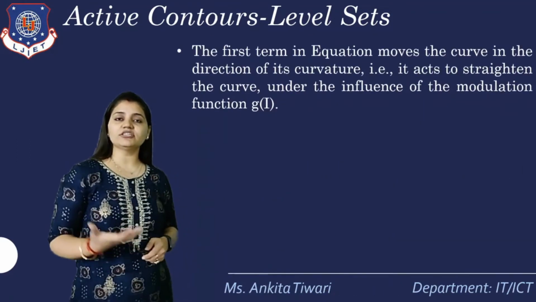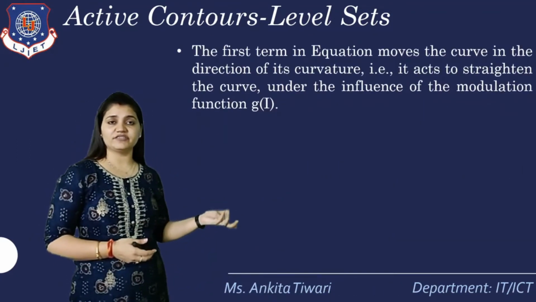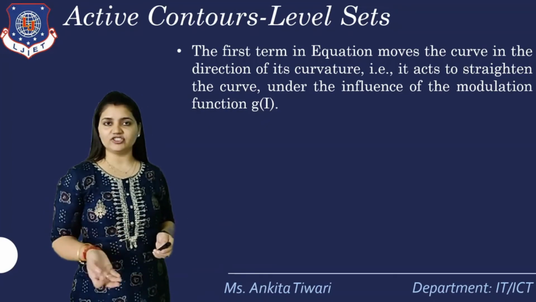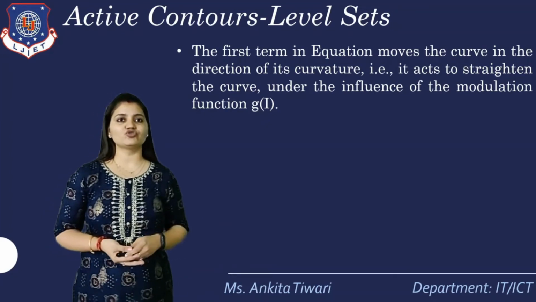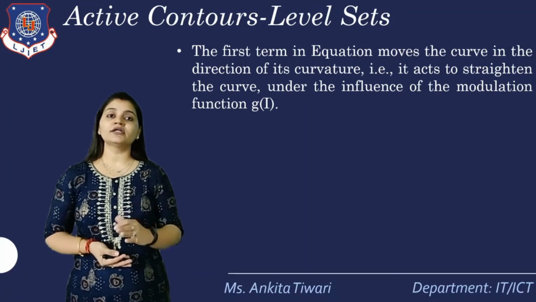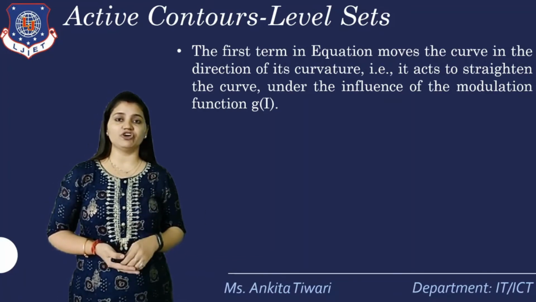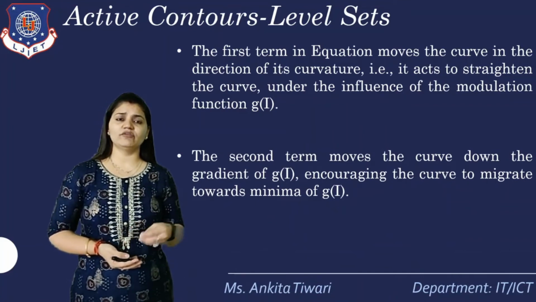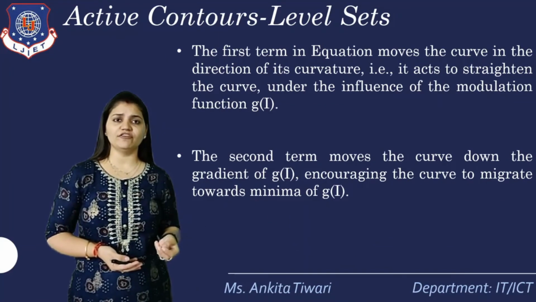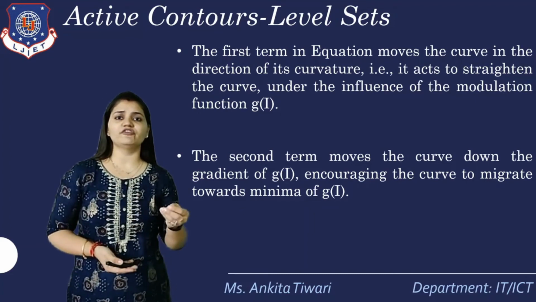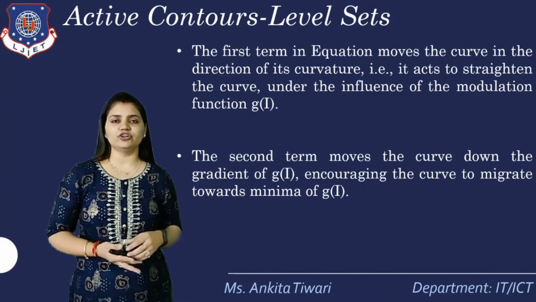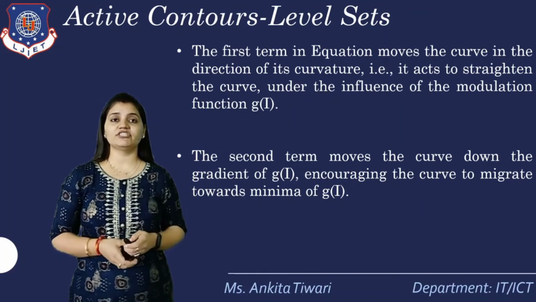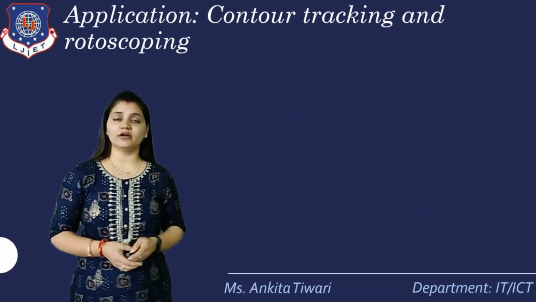For active contours, the first term in the equation will move the curve in the direction of the curvature, that is, it will act to straighten the curve under the influence of the modulation function, G of I. The second term will move the curve down the gradient of G of I, encouraging the curve to migrate towards the minima of G of I. So these are the two terms of the level set equation.